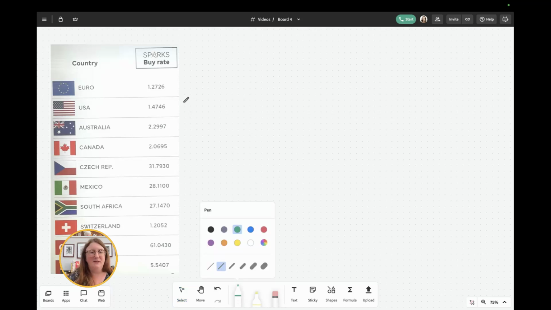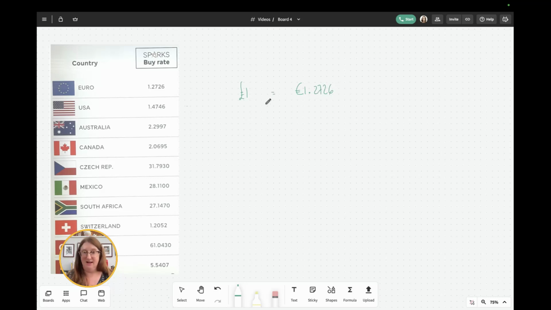So what do these numbers mean? Well, this value here, the euro, is telling me that £1 is worth 1.2726 euros. That's the conversion between them. It means that if I have £2, I've got double the amount of euros. I've got 2 lots of that. If I've got £3, I've got 3 lots.